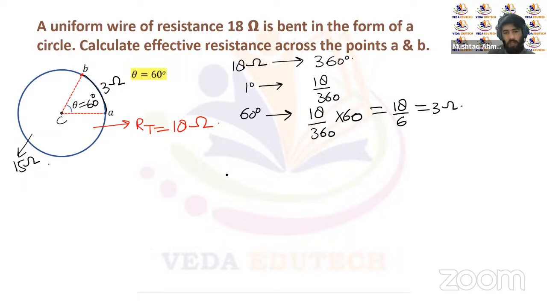It means that between A and B, this is the point A and this is the point B, we have one resistance of 3 ohms like this, and we have another resistance of 15 ohms like this.